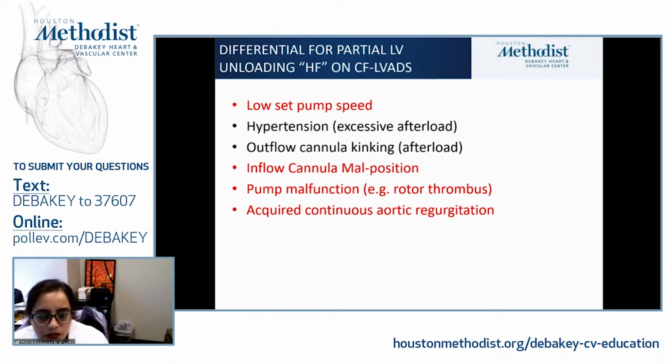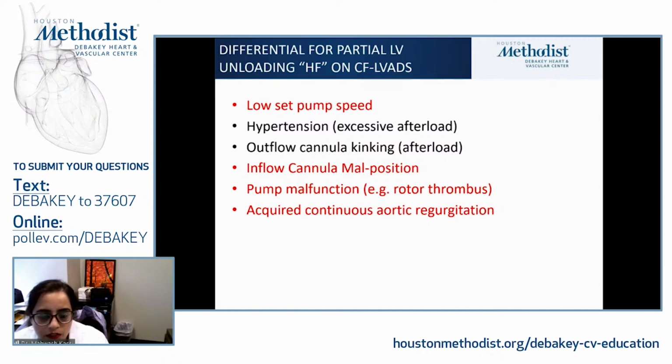Other important differentials are, of course, pump malfunction if they have rotor thrombus. And just a note on this, pump thrombosis was very common with HeartMate 2, and with HVADs, it still occurs, but it is far less with HeartMate 3. We don't see that very often. And since we've transitioned from HVADs and HeartMate 2s to HeartMate 3, this might be less of a problem in the future. And the other important differential is acquired continuous aortic regurgitation in these patients.